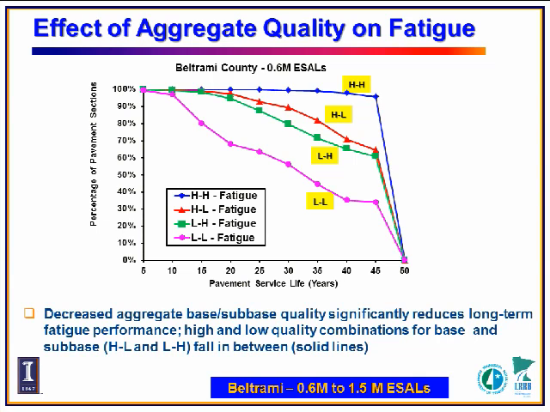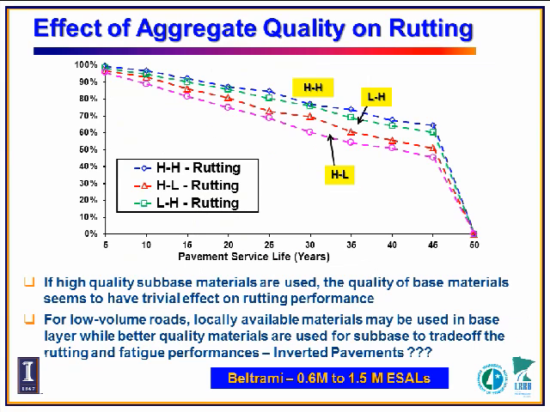For the high and low quality combination for sub-base, another thing for rutting performance, if high quality sub-base materials are used, then the quality of base material seems to have some trivial effect on the rutting performance. So that means for designing low volume loads, if we have a weak subgrade, then we may consider using some high quality sub-base materials.